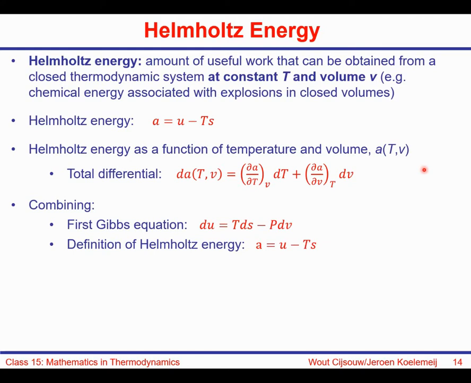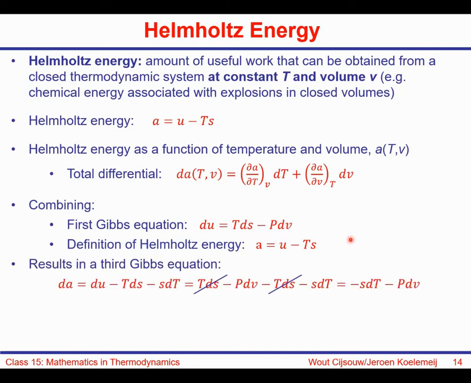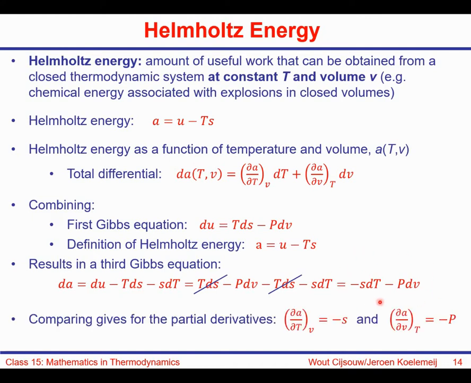And now we can take the first Gibbs equation and combine it with the definition of the Helmholtz energy. Then this can be combined to find a third Gibbs equation. And you can stop the movie if you like to see if you can follow this derivation. And what we find is that dA, which is also expressed here, can be written in this form, and that immediately leads to the following two identifications. This partial derivative here is minus the entropy, and this partial derivative, this guy, equals minus the pressure.